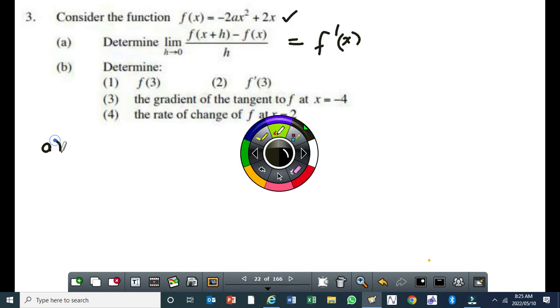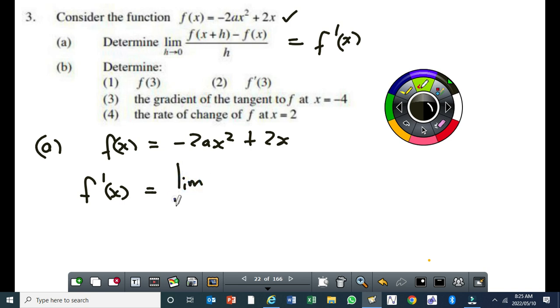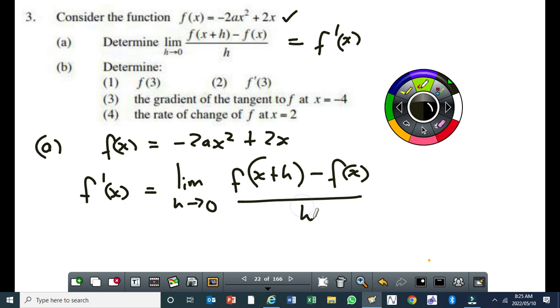Okay, so let's do it. Our function is f of x equal to minus 2ax squared plus 2x. Then we write the definition of our derivative from first principles, that is its formula: f prime of x is equal to the limit as h tends to 0 of f of x plus h minus f of x all over h.